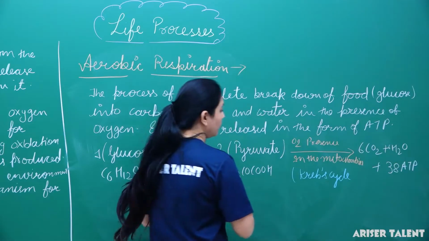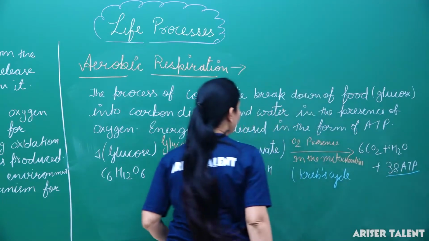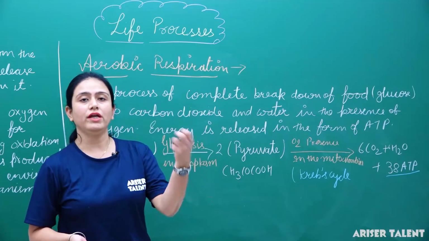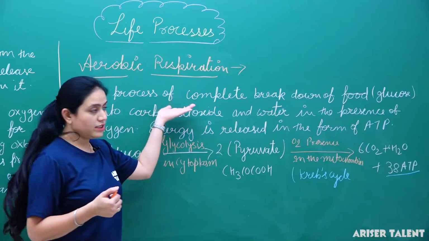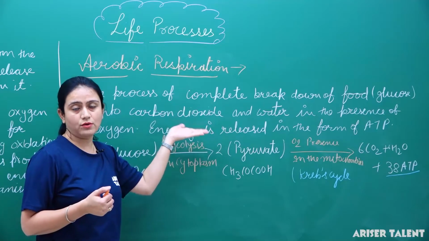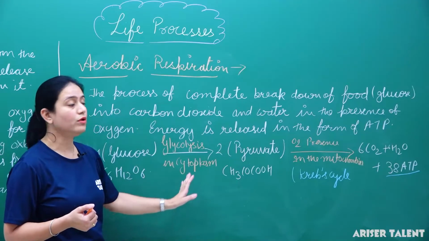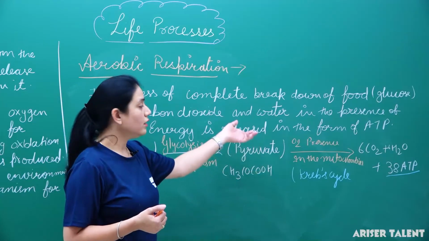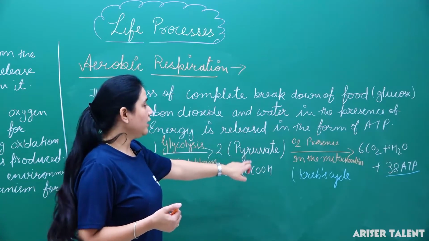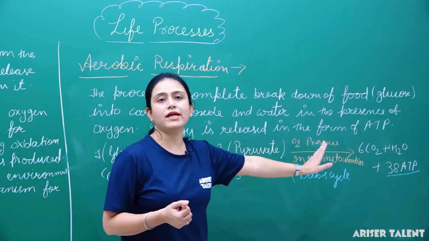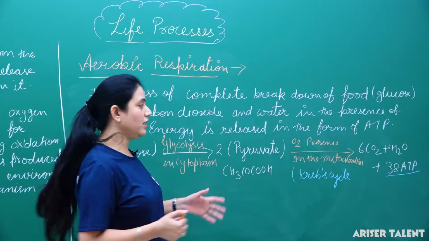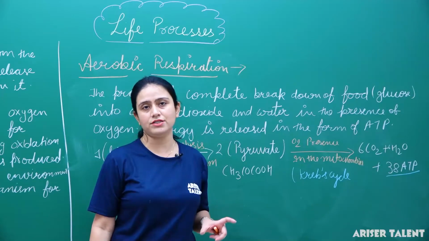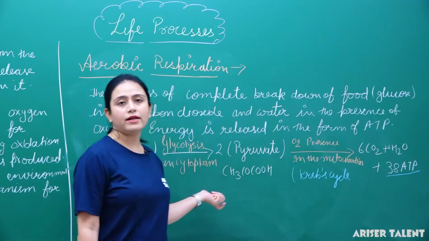Fine. So this is the complete process of aerobic respiration. What is aerobic respiration? When we take in food and oxygen, glucose is broken down into two molecules of pyruvic acid, and then in the presence of oxygen in the mitochondria, it converts into carbon dioxide, water and a great amount of energy. Here we can see 38 molecules of ATP are released. So a great amount of energy is released by this process of aerobic respiration.